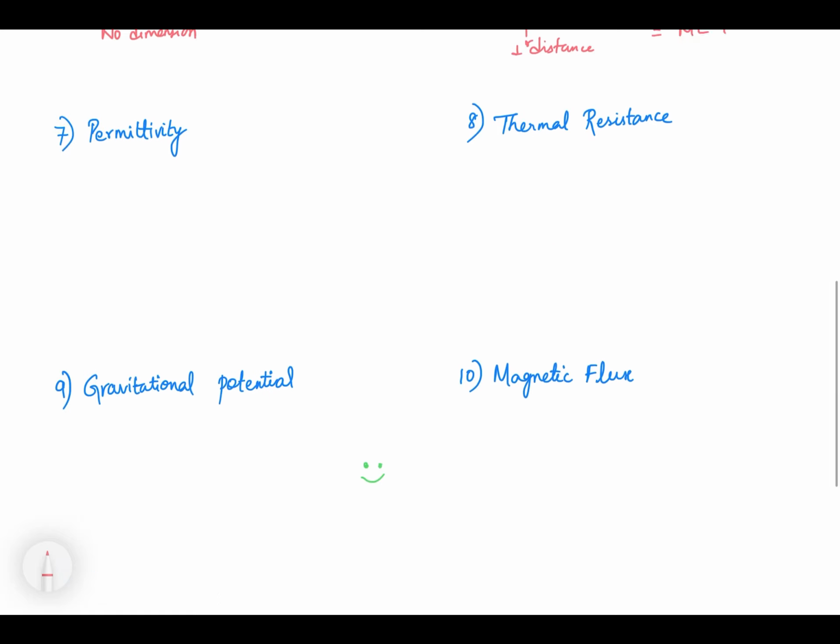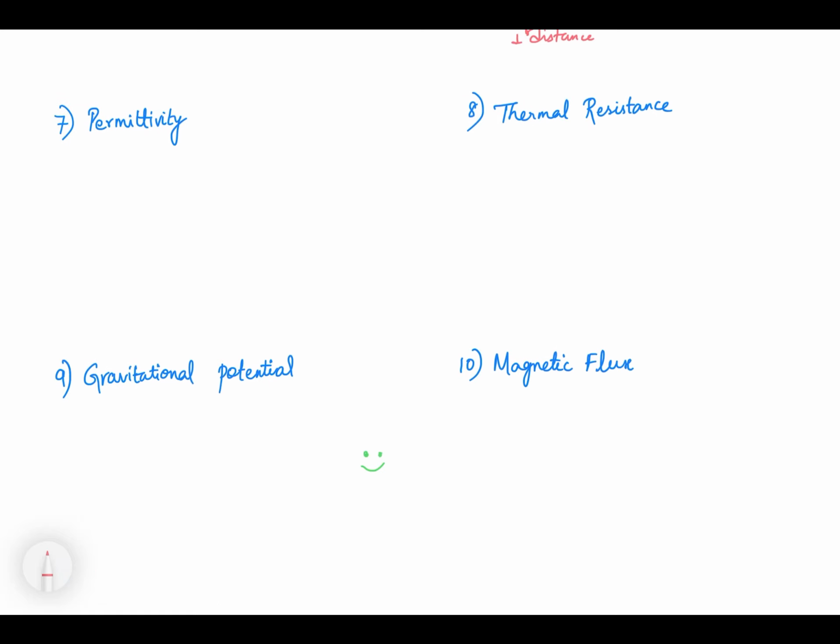Mass into acceleration, so it becomes ML square T minus 2. This is the dimension of moment of force. Let's go to permittivity. If you see permittivity, you have a formula. F is equal to 1 by 4 pi epsilon naught q1 q2 by r square. Coulomb's law. This is a formula.